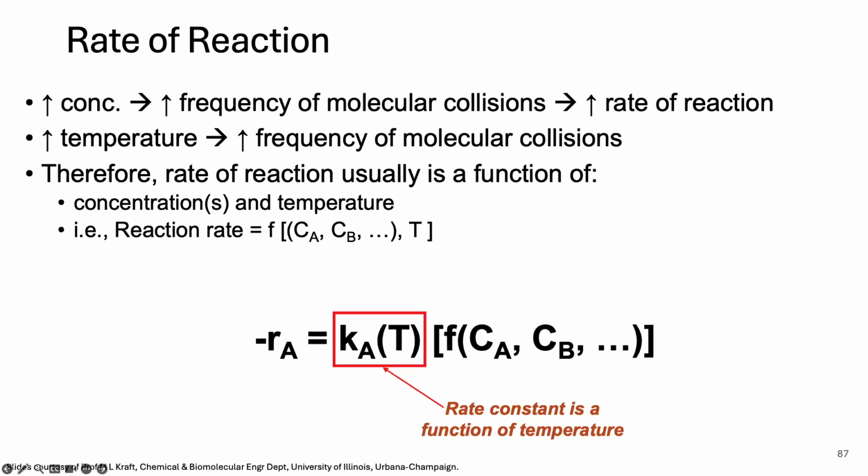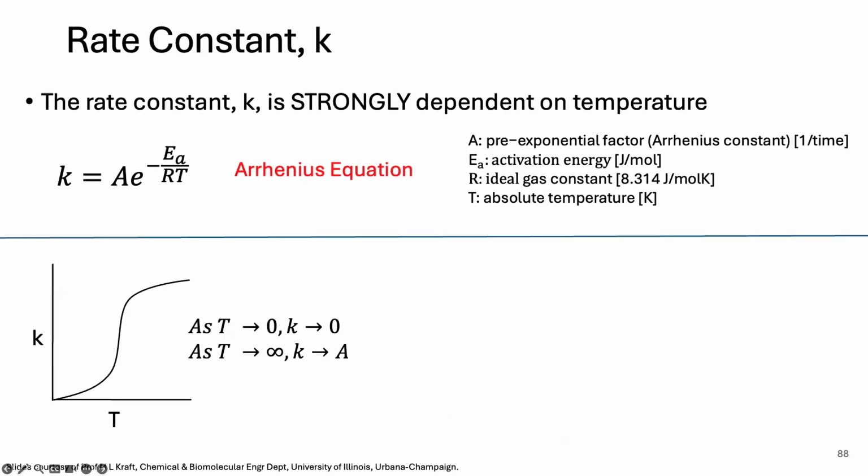Our rate law will capture how concentrations of our reactants affect the reaction rate. And it's our rate constant, meanwhile, that's going to capture how our reaction rate is a function of temperature. Usually, we can model the dependency of a rate constant on temperature. There is a strong dependency there using the Arrhenius equation.